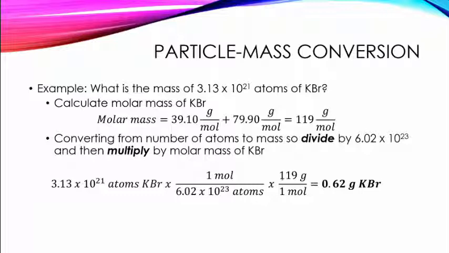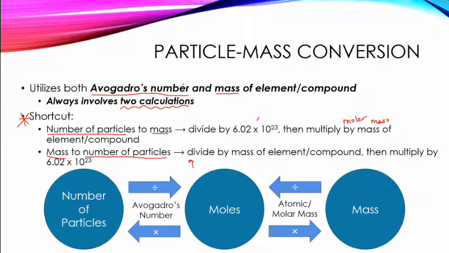What is the mass of 3.13 times 10 to the 21st atoms of potassium bromide, KBr? They give me 3.13 times 10 to the 21st atoms. They tell me that it's KBr and that I want the mass. So I am going to go with this first bullet point here. I'm going to divide first by Avogadro's number, and then multiply by the mass because I'm going from the number of particles, which is atoms, to the mass.